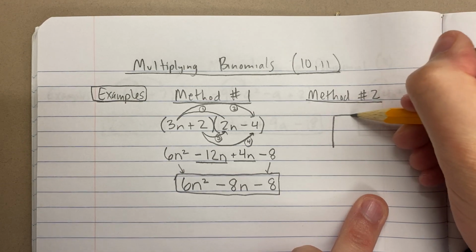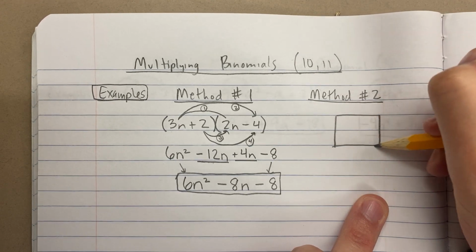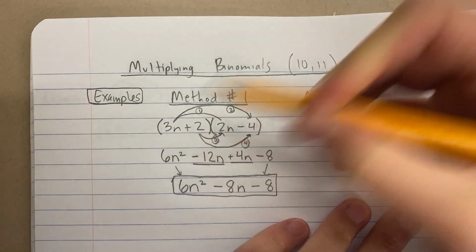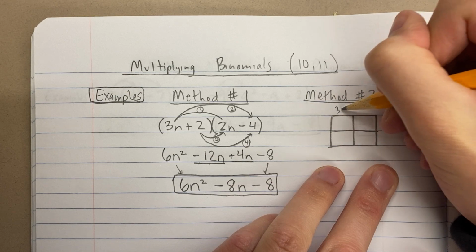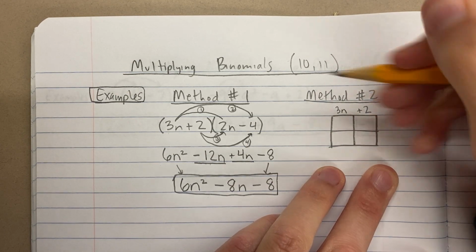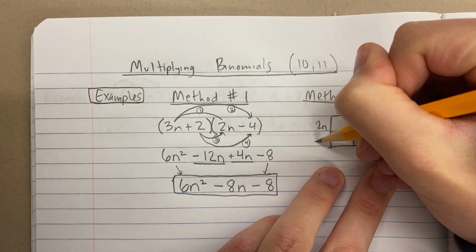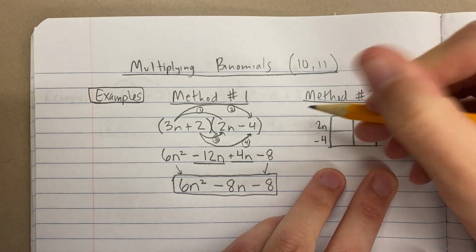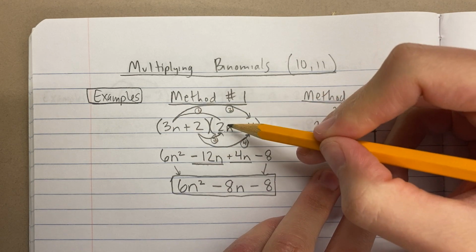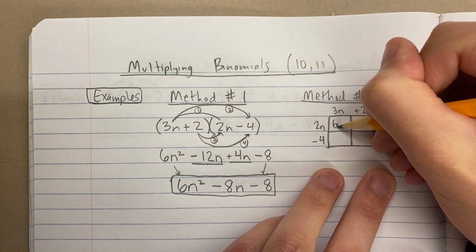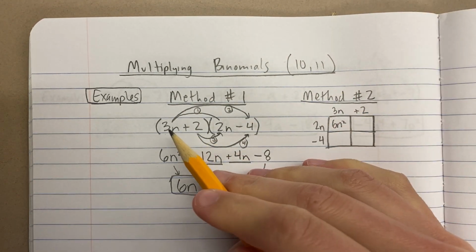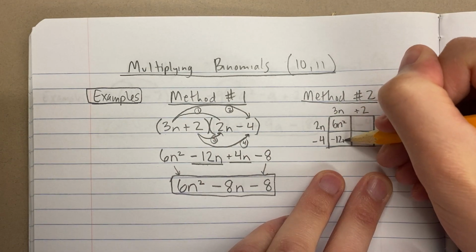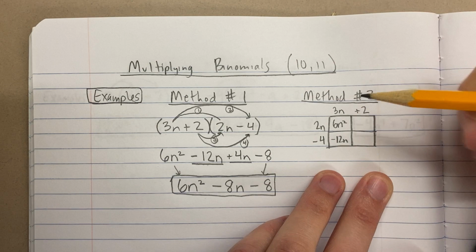So here we go. It's called the box method. And if you've done Punnett squares in biology, it's kind of like that. Okay, so here's what I do. I'm going to take 3n plus 2 and put it across the top, and 2n minus 4 and put it across the side. Okay, and now I'm multiplying. So it's still the same deal, right? I'm still multiplying 3n times 2n, and I still get 6n squared. Then I'm doing 3n times negative 4, and I still get negative 12n. Okay, so you see it's actually the same math. It's just a matter of organizing it.